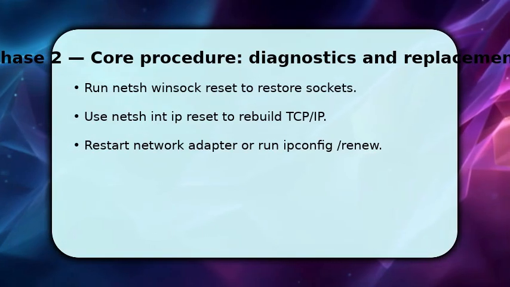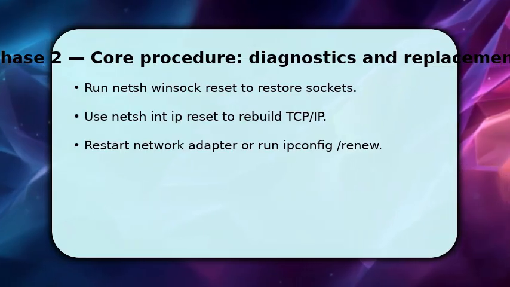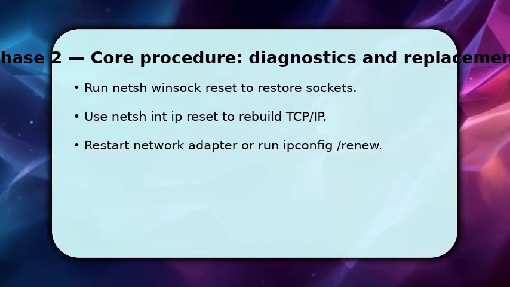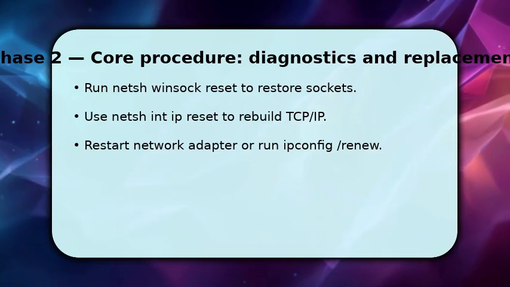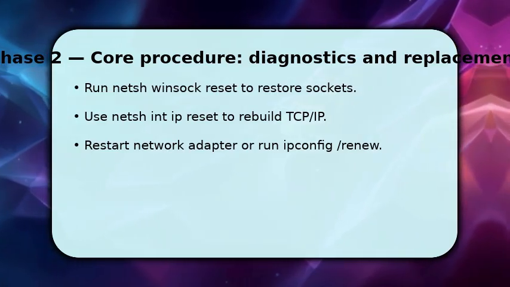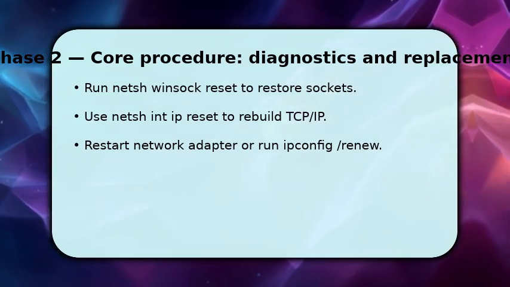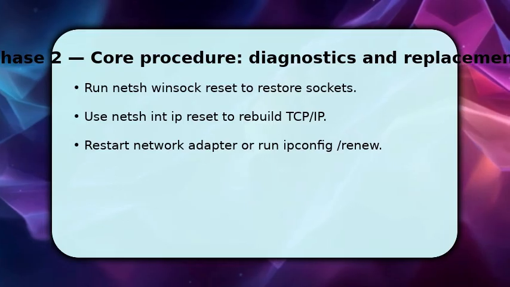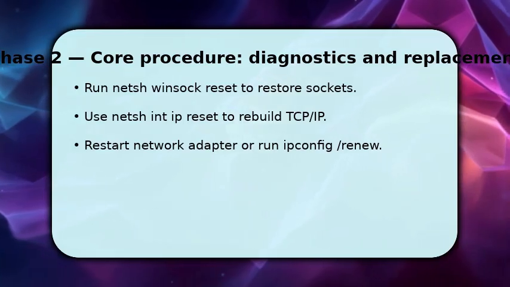With admin rights still active, run netsh winsock reset to return socket settings to defaults. This fixes many application-level failures. Then run netsh int ip reset to rewrite TCP/IP registry keys and remove corrupted parameters.